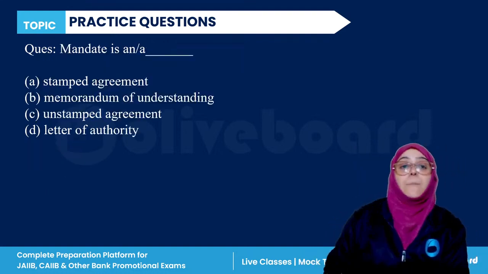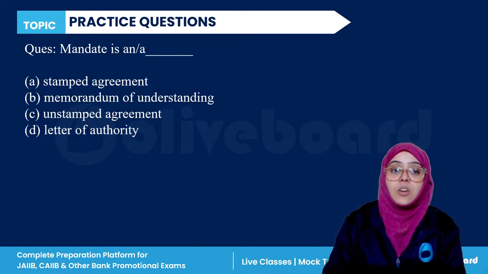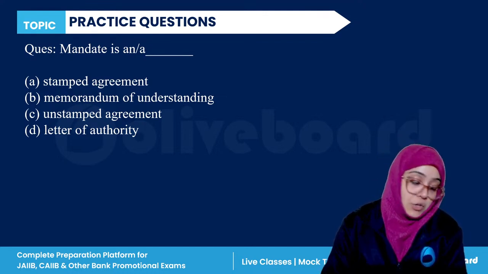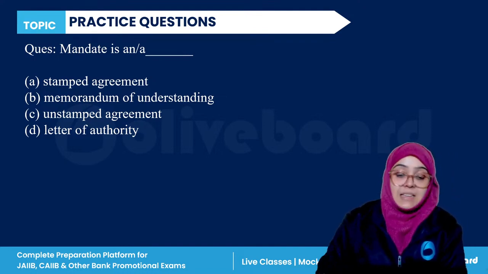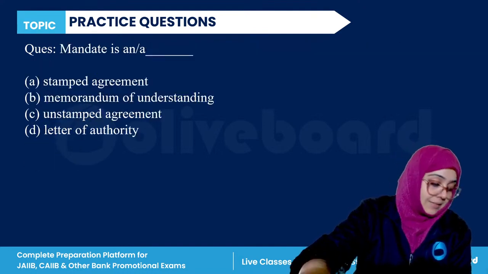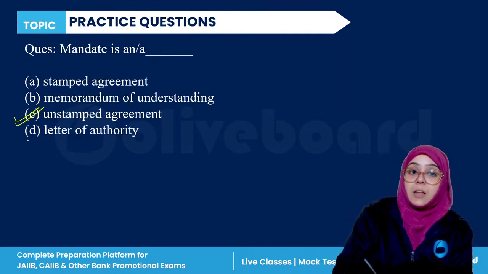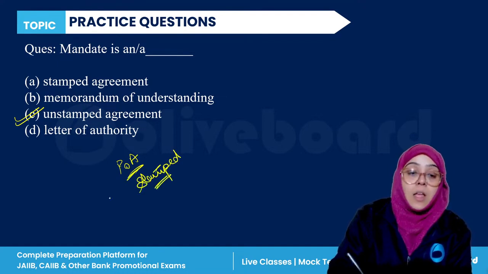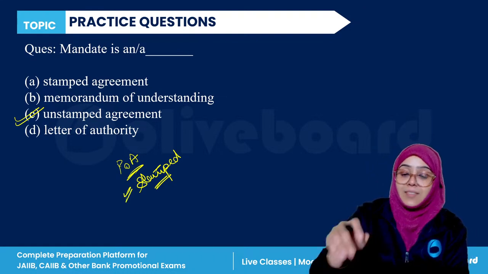Next, mandate is a dash: stamped agreement, memorandum of understanding, unstamped agreement, or the letter of authority. Mandate is an unstamped agreement, while power of attorney is a stamped agreement. I have already given you the difference in detail. Power of attorney is a stamped agreement. Mandate is an unstamped agreement. C is the correct answer.